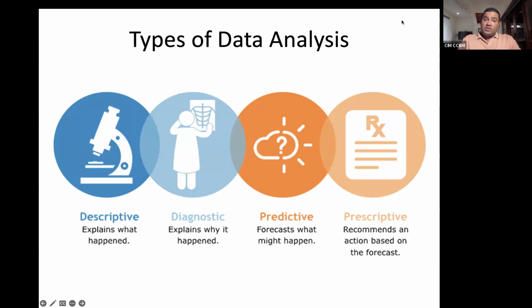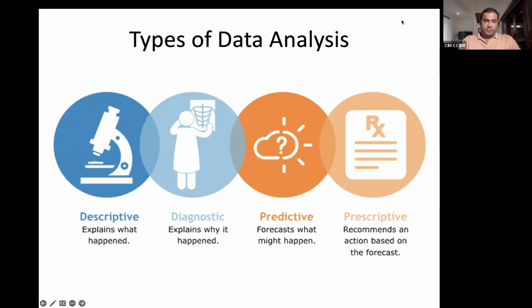Now, diagnostic data is something very important. Diagnostic means it's not just descriptive data that anyone can collect, right? When you read the newspapers, you collect descriptive data. When you read magazines, industry reports, you collect descriptive data. But diagnostic data is not that. Diagnostic data means you try to diagnose why something happened.